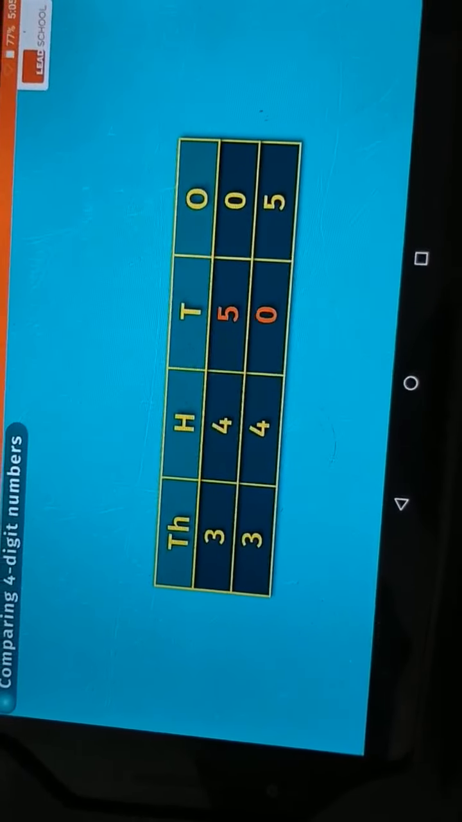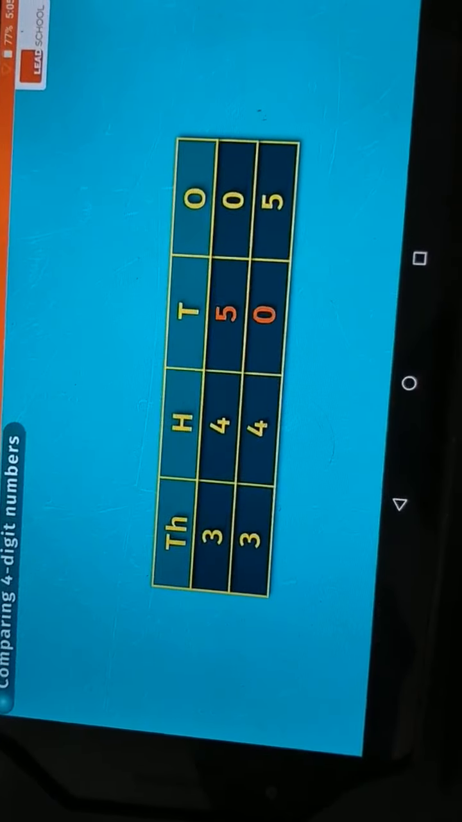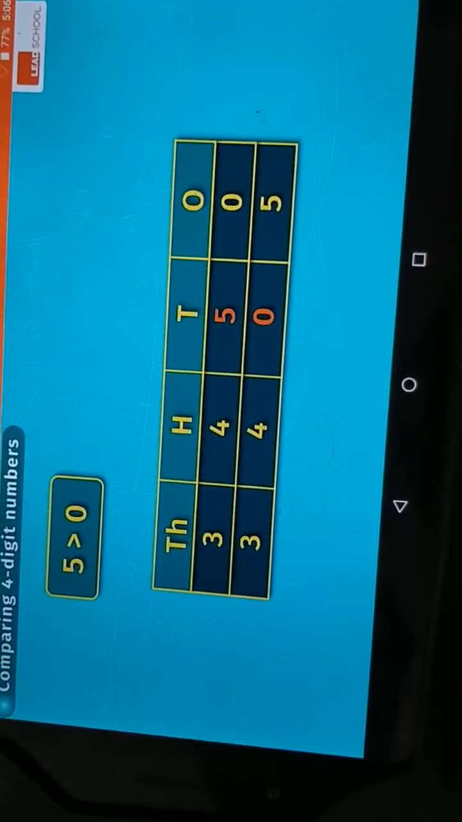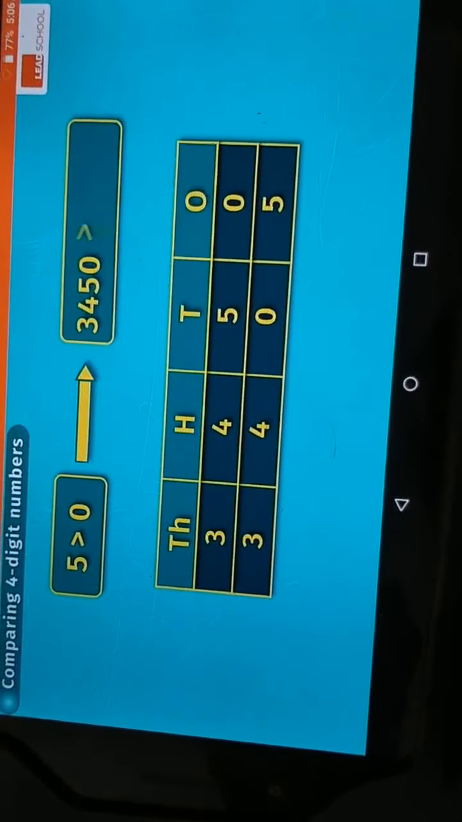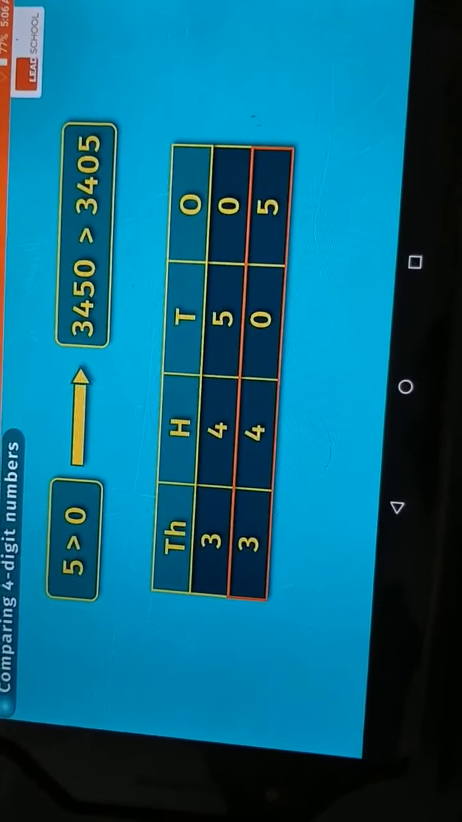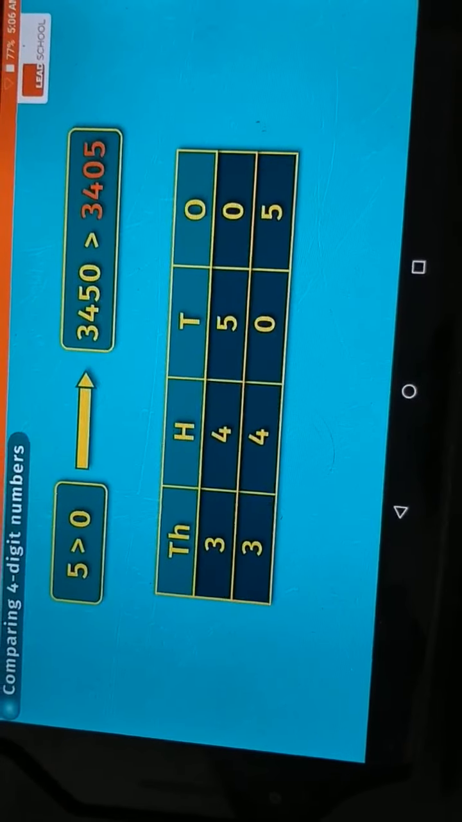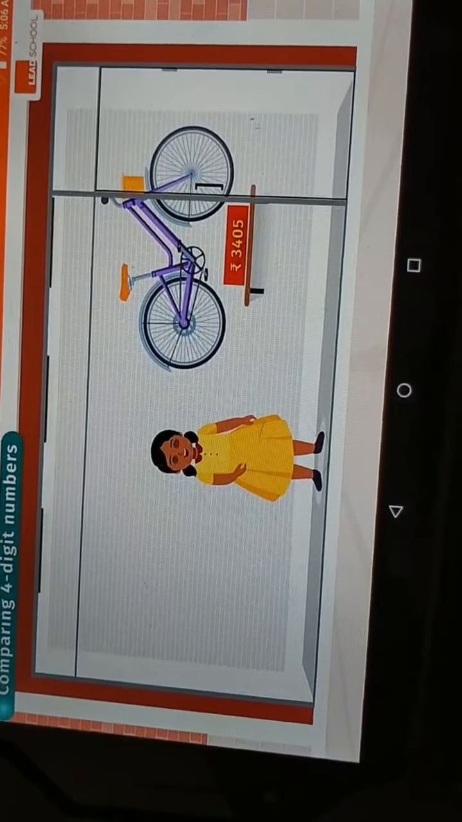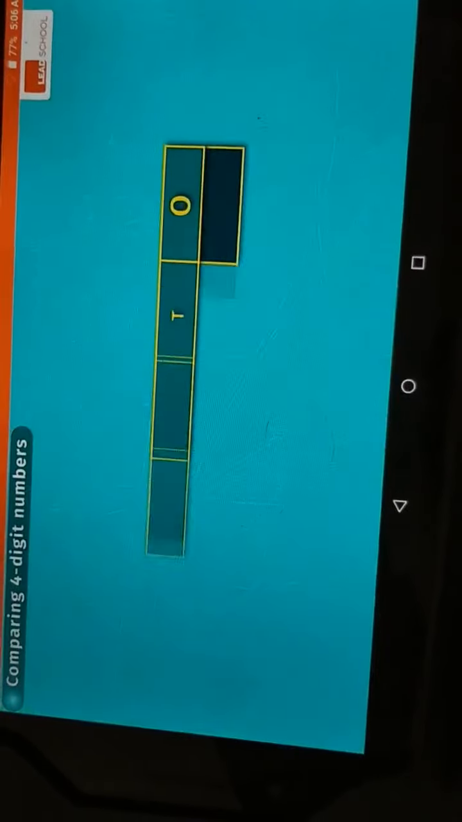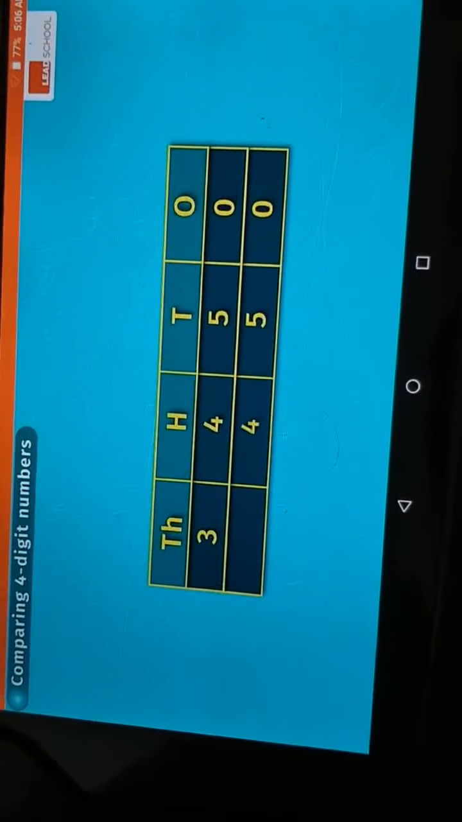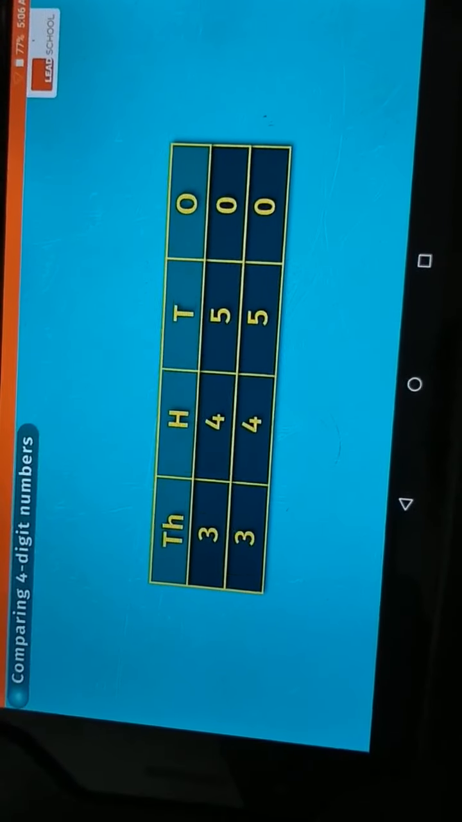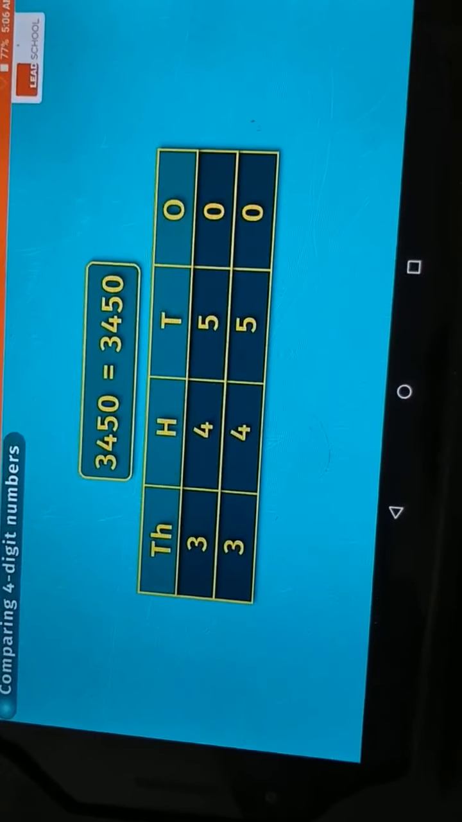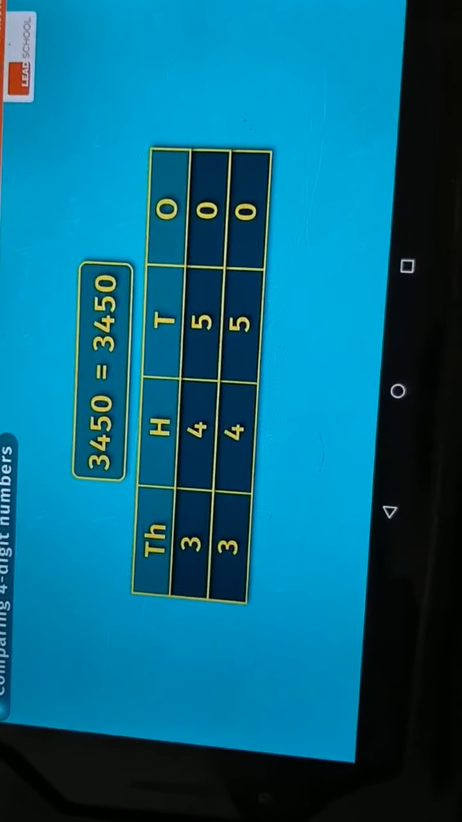Here, the two digits are 5 and 0. We know that 5 tens are more than 0 tens. So, we have found the smaller number again. It is 3,405. Finally, we have helped Sana find the cheapest bicycle. Now, what if the digits in all the places were the same? In that case, the two numbers would have been equal. That's all for this video. Happy learning!